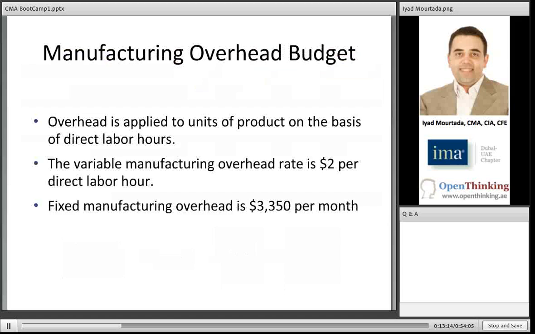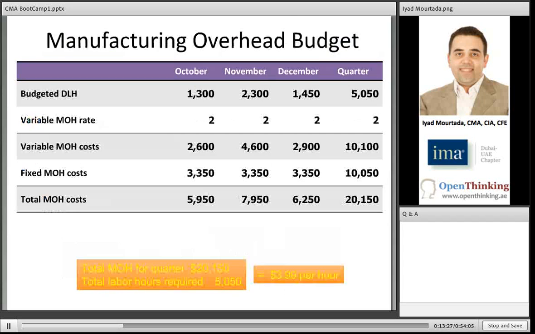Manufacturing overhead. We are saying overhead is applied to units of product on the basis of direct labor hours. The variable manufacturing overhead is $2 per direct labor hour, and fixed manufacturing overhead is $3,350. Perfect. So with all the information, this is how much direct labor we need, right? We said manufacturing overhead is based on direct labor. This is how much variable overhead, which is 222. This is how much we are going to need to cover the cost of our variable overhead. We add to it the fixed overhead. That will give us the total overhead cost that we need to have. So this is really important.